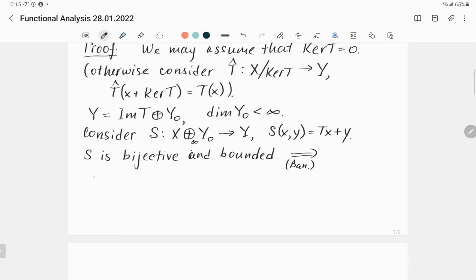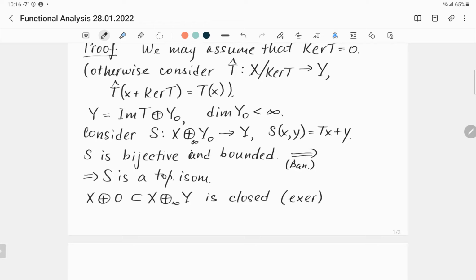So the Banach theorem implies that S is a topological isomorphism. Okay, let's now observe that if we consider X as a subspace in the direct sum, or more exactly, we consider the following subspace, X plus 0, which is canonically identified with X, then this is a closed vector subspace in the L infinity direct sum. This is a very easy exercise.